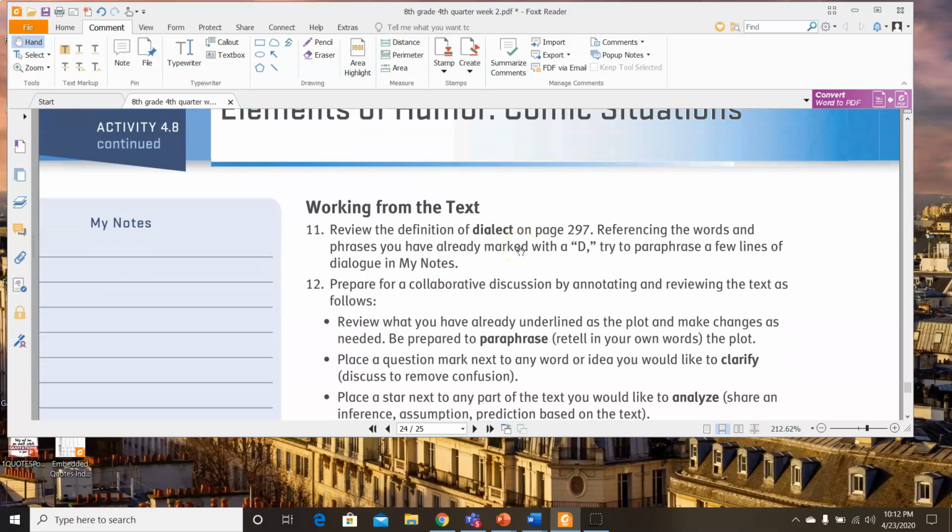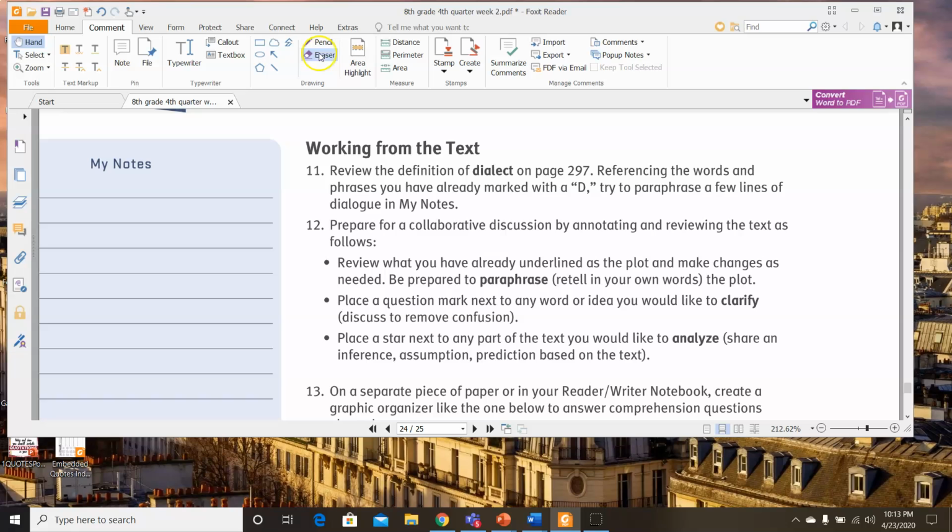Number 11 says, review the definition of dialect on page 297. Referencing the words and phrases you've already marked with the D, try to paraphrase a few lines of dialogue in the My Notes section over here. So here it wants you to paraphrase or prepare for a collaborative discussion. So instead of worrying about the collaborative discussion, just do what the bullet points say.